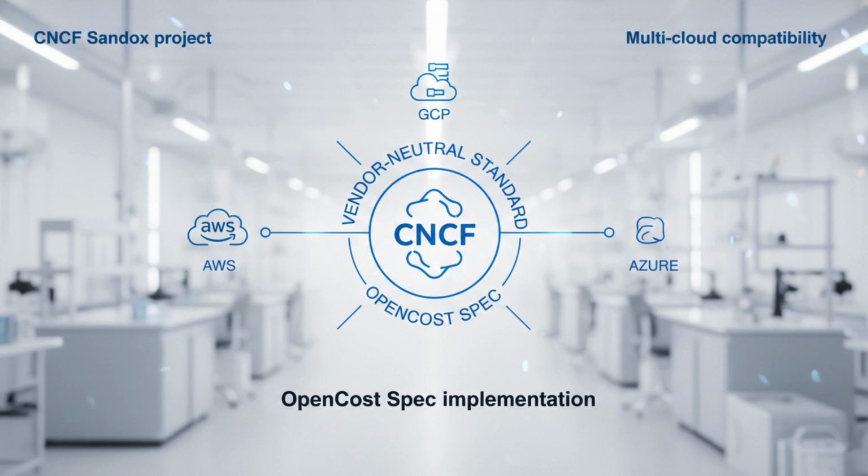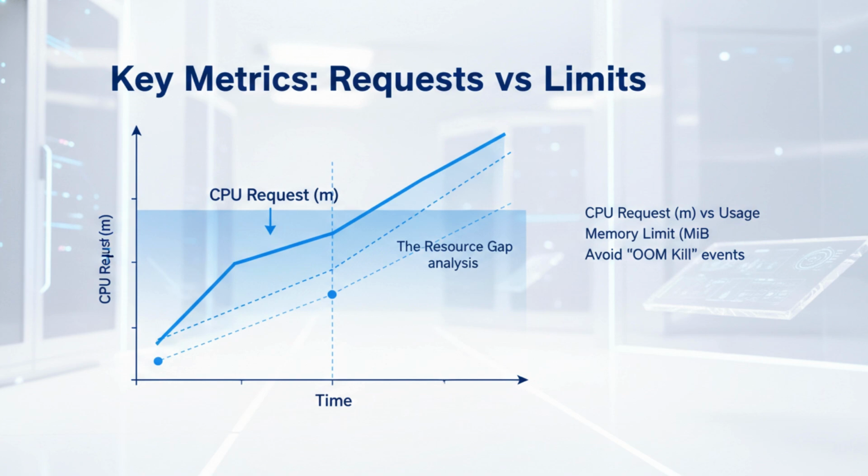on an apples-to-apples basis. To optimize your cluster, you must understand the difference between requests and limits. A request is the amount of CPU or memory guaranteed to a container. The scheduler uses this to place the pod on a node. A limit is the maximum amount a container is allowed to use. Optimization happens in the resource gap, the space between what you requested and what you actually used.